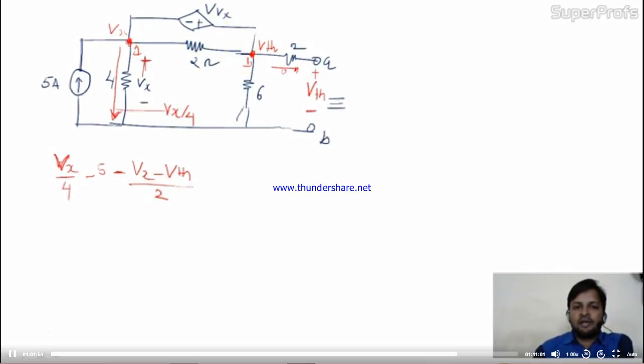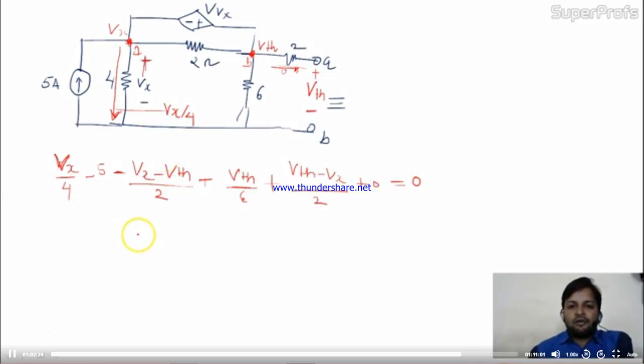Now because of this branch, I have to consider this point also in a single equation, if you remember the super node concept. So here the VTH also I will consider. It means the nodal analysis of these two nodes I will write in a single equation. VTH divided by 6 plus VTH minus Vx by 2. Is it okay? What about this branch? There is no current, zero current, equal to 0. So, is it okay to you?